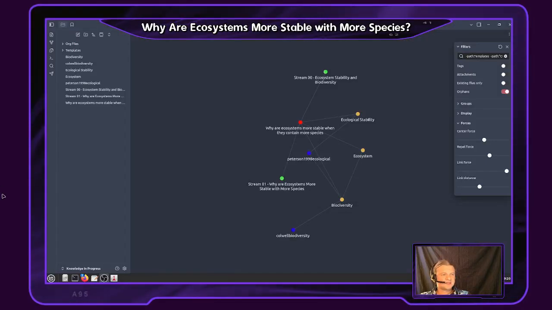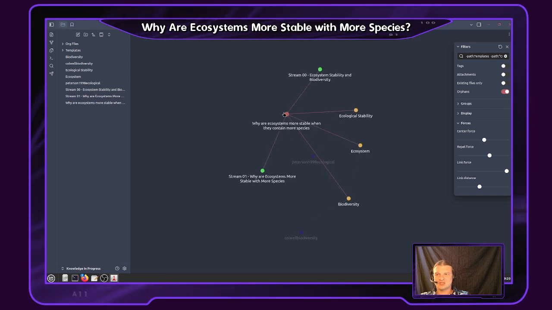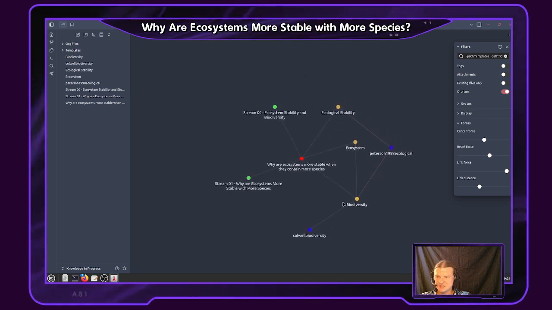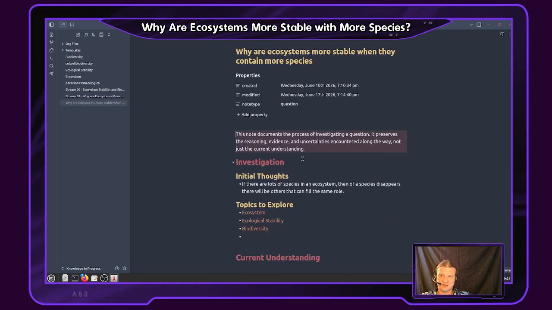So this is our Obsidian Vault. We have our question note: why are ecosystems more stable when they contain more species? We had a couple of different concepts that we figured we needed to look at: ecological stability, ecosystem, and biodiversity. And we found 2 sources related to a few of these points. Now, in Obsidian, we can click on these nodes to actually open up the node that we're looking at.